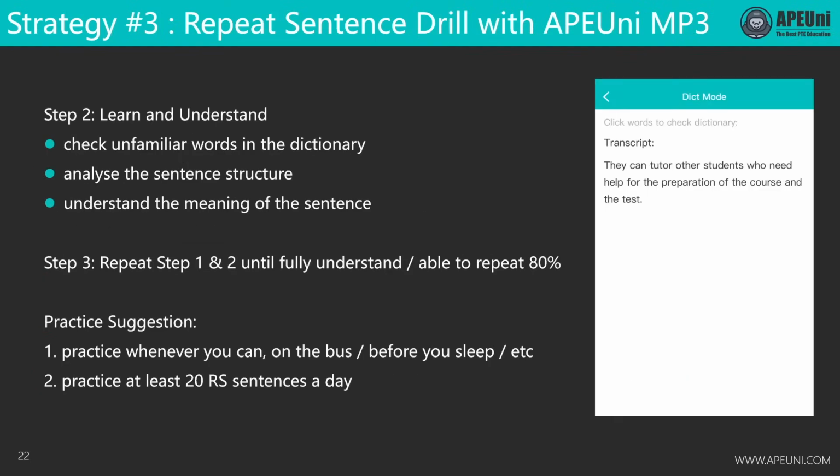After practicing the listen and repeat process 5 times, in step 2, we are going to learn and understand. Now you can look at the script on your screen. Check if there are any unfamiliar words in this sentence. If there are, look them up in the dictionary. You can check the dictionary directly in the APUni app. Learn the meaning and pronunciation of these words. After that, analyze the sentence structure to recognize its subjects, verbs, or clauses, and so on. This will help you understand the meaning of the sentence.